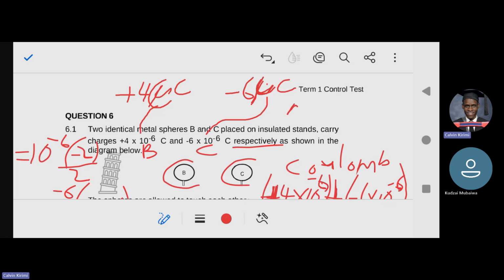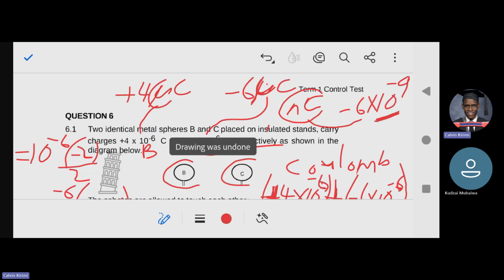If they put n C like this, minus 6 n, they mean instead of saying minus 6 times 10 to the power negative 6, you are going to say minus 6 times 10 to the power negative 9. So you must be able to interpret what it means. If they've given you numbers like this, it will be a giveaway. But if they want to be tough, they will give you this symbol. Then you bring it back to a number. n means times 10 to the power negative 9. Micro means times 10 to the power negative 6. We must know that.